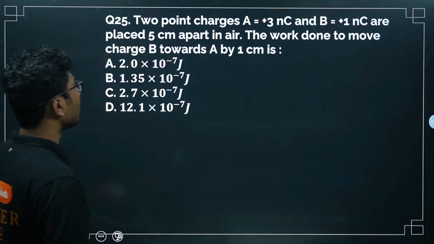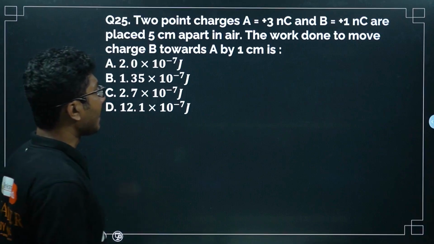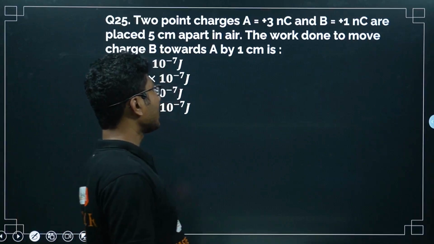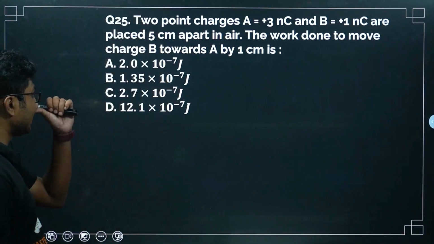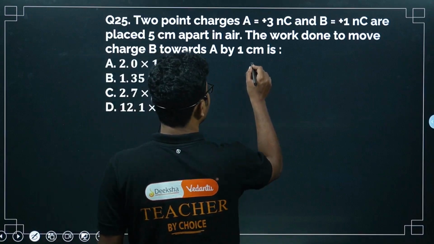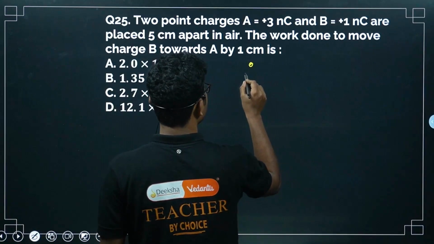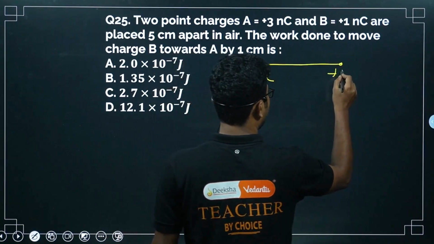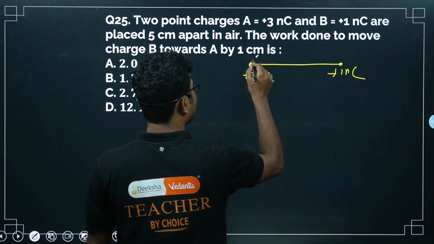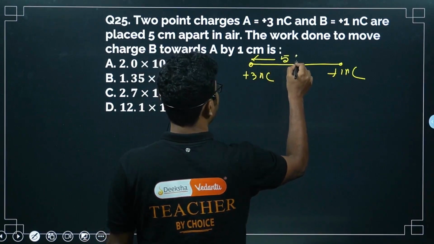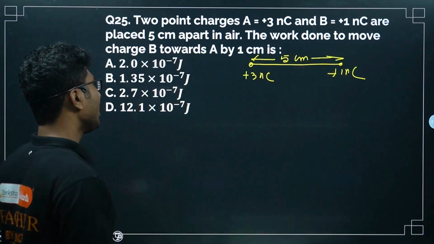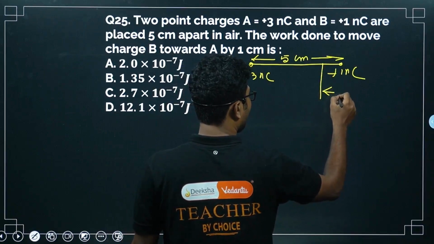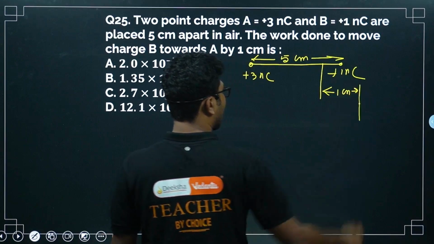Now question number 25. Two point charges A equals plus 3 nanocoulomb and B equals plus 1 nanocoulomb are placed 5 centimeter apart in air. The work done to move the charge B towards A by 1 centimeter is. So initially two charges, plus 3 nanocoulomb and plus 1 nanocoulomb, were placed at a distance of 5 centimeter, right? Now you have moved this charge towards the other charge by 1 centimeter, right? So you have to calculate the work done.